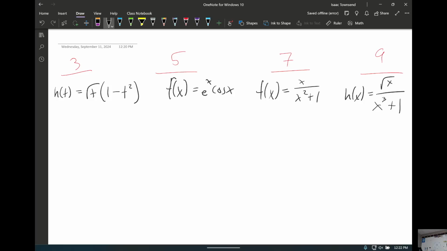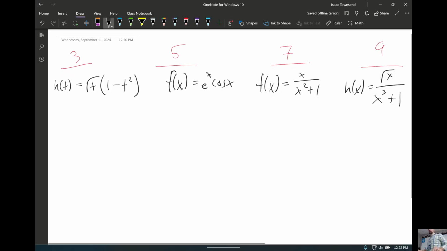Okay, and they'd like us to take those derivatives. So they even tell you in the beginning, question 3 and 5, they say use product rule because you've got something times something. And in 7 and 9, they ask you to use quotient rule because there's something divided by something. So I will give you a few minutes head start.